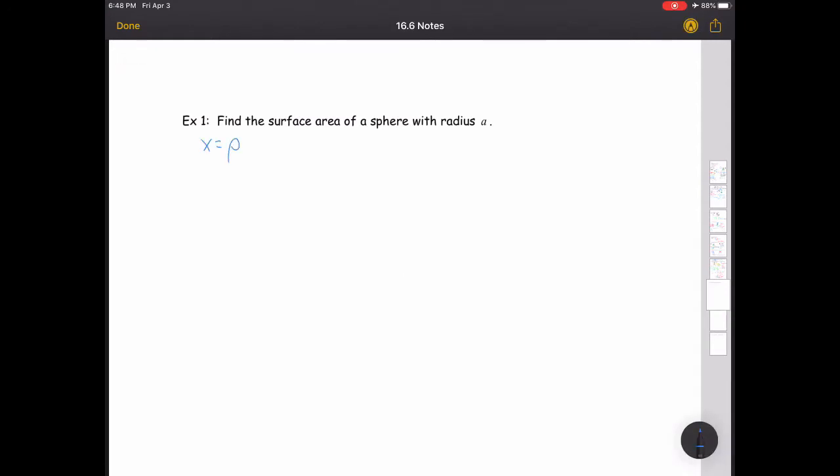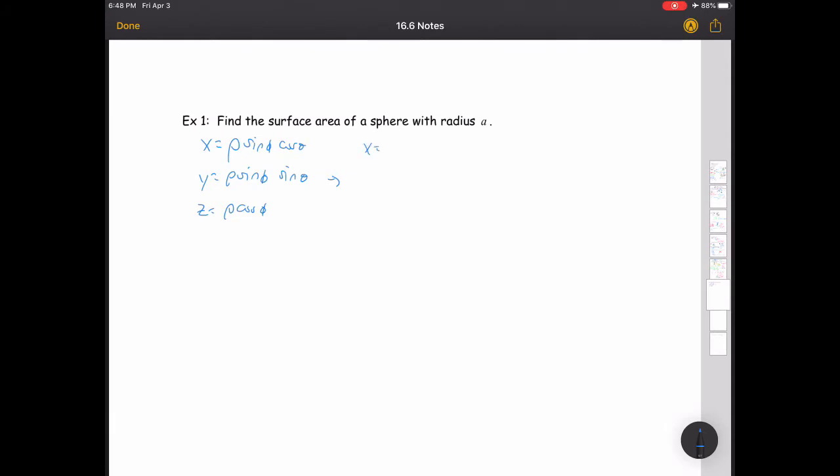remember that a sphere is x equals rho sine phi cosine theta, y is rho sine phi sine theta, and z is rho cosine phi. So what it says is we want to parameterize, well, it doesn't say it, but we're going to parameterize this with the radius of a. Well, the radius is rho.